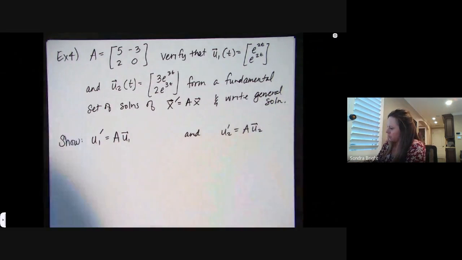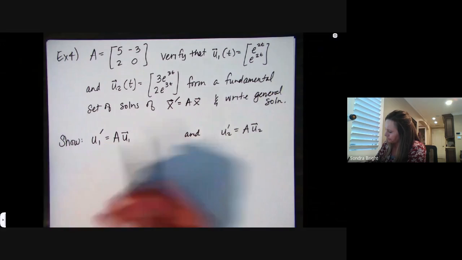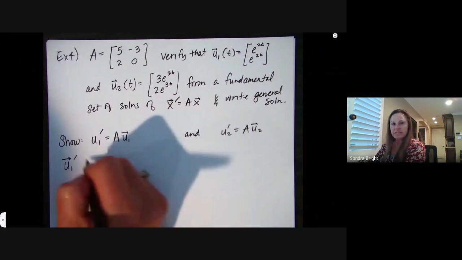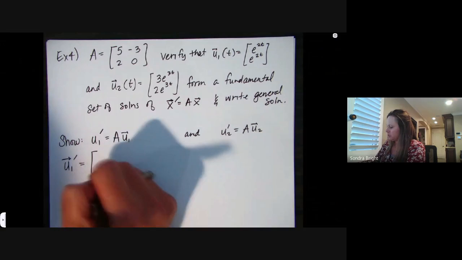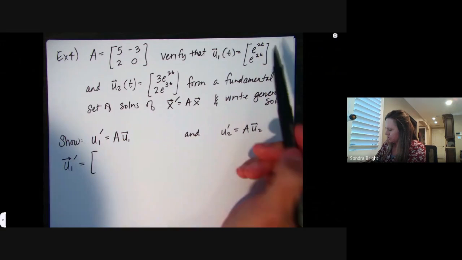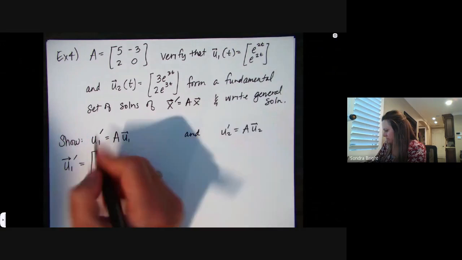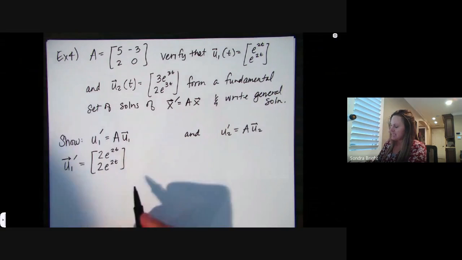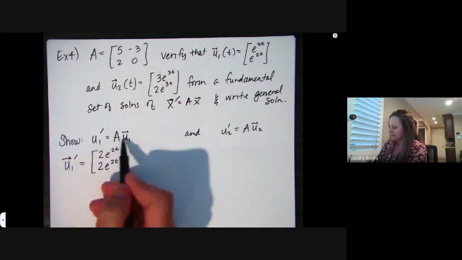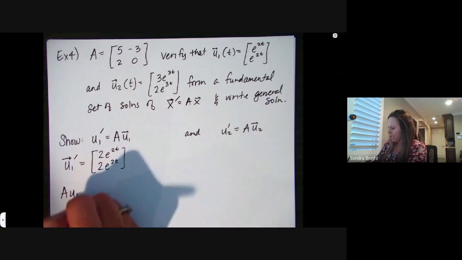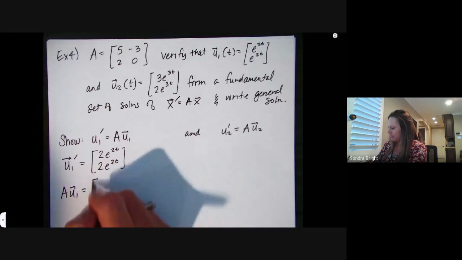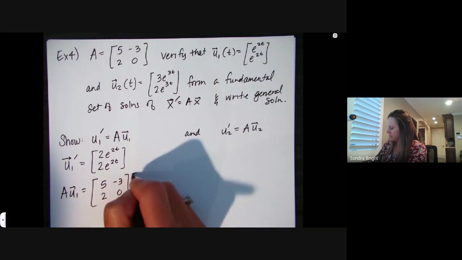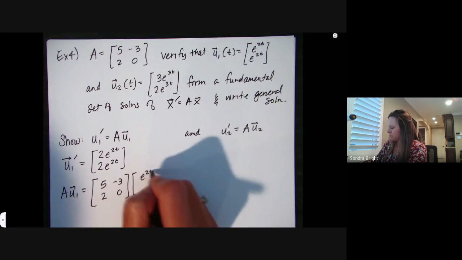All right, so U1 prime would be taking the derivative of e to the 2t, which gives me 2 times e to the 2t, and the same in the second row. So that's U1 prime. Then I want to see, is it equivalent to A times U1? Well, A was 5, negative 3, 2, 0. U1 is e to the 2t and e to the 2t.